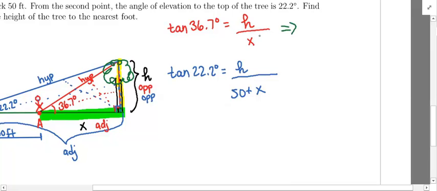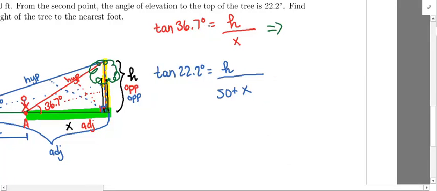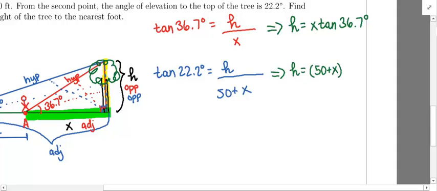Okay, so in this first ratio, if we multiply both sides by X, this is going to tell us that H is equal to X times the tangent of 36.7 degrees. If we do the same thing for this second ratio, if we multiply the top and the bottom by the denominator 50 plus X, this is going to tell us that H is equal to the entire quantity 50 plus X, so use parentheses, times the tangent of 22.2 degrees.